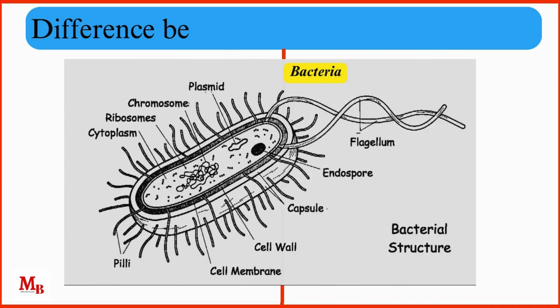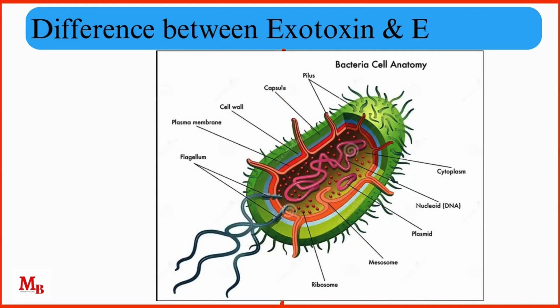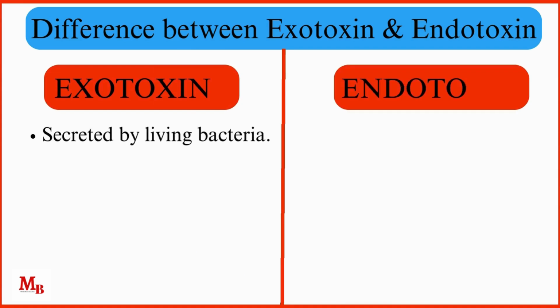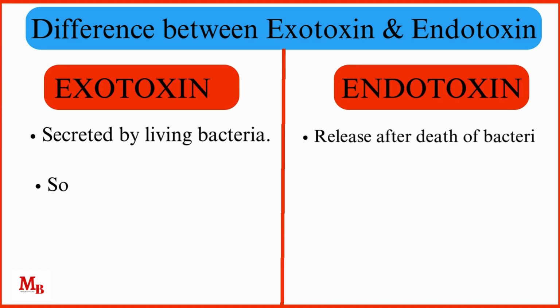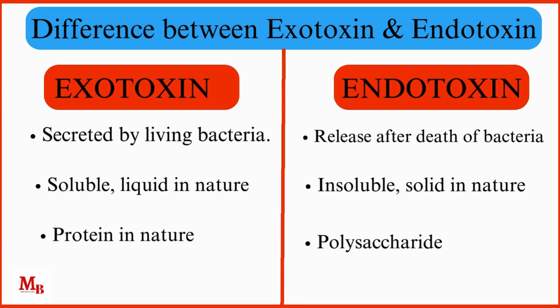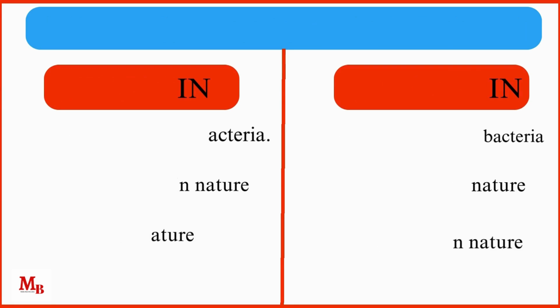Difference between exotoxin and endotoxin. Exotoxin is secreted by living bacteria. Endotoxin is released after death of bacteria. Exotoxin is soluble, liquid in nature. Endotoxin is insoluble, solid in nature. Exotoxin is protein in nature, but endotoxin is polysaccharide in nature.